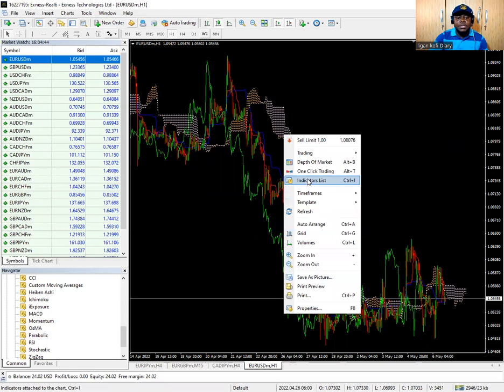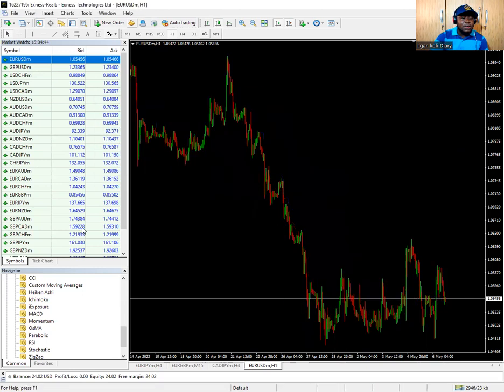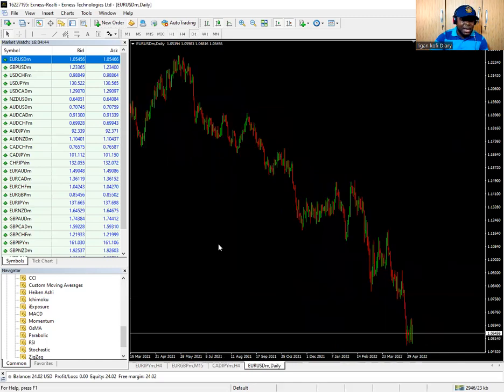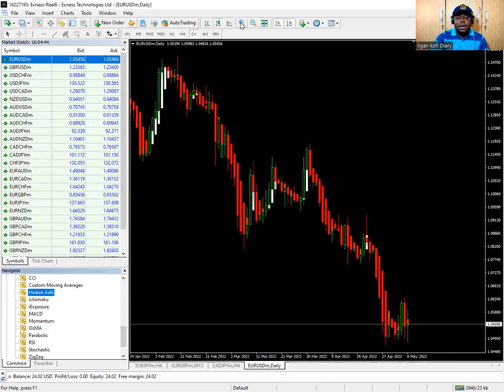So let me delete Ichimoku quickly and then bring the last one. So let me talk about this one, which is Heiken Ashi. Let me do Heiken Ashi today. Another time I'll do the rest, okay? So Heiken Ashi indicator is also here. I'm bringing it on the chart. Here it is. Now this is how Heiken Ashi indicator looks.